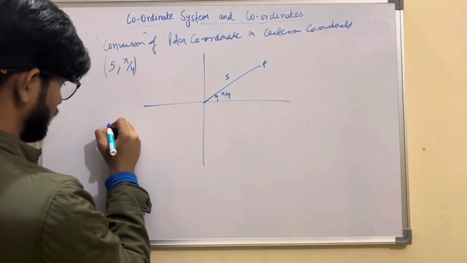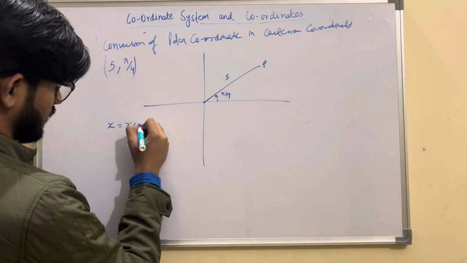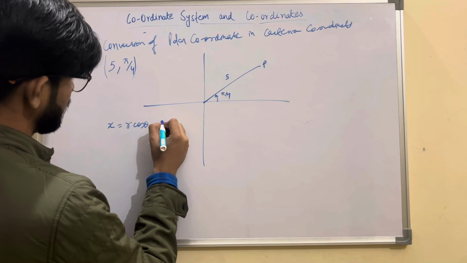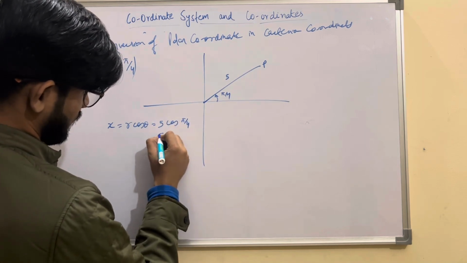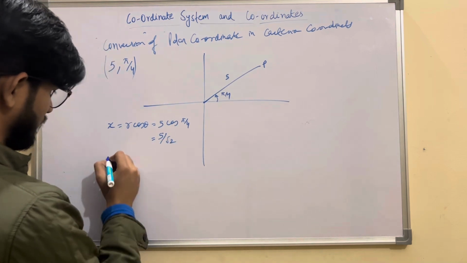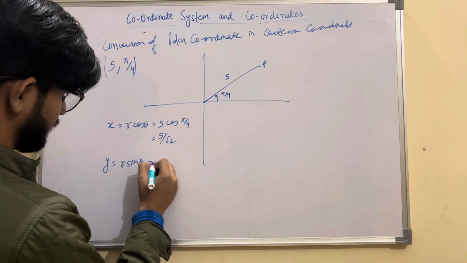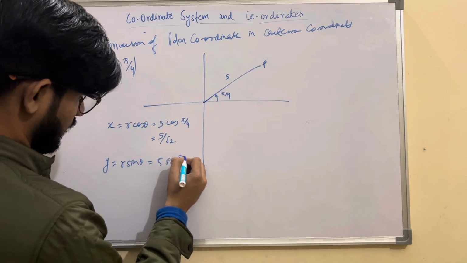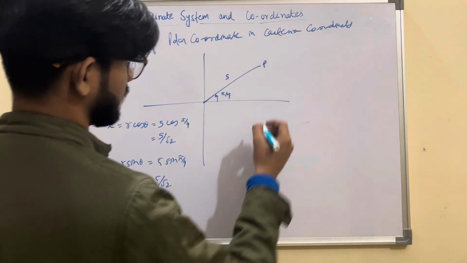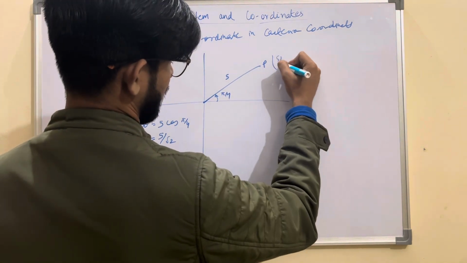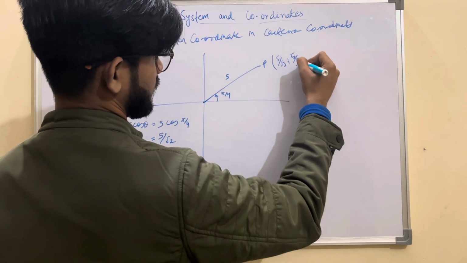We know the x coordinate is equal to r cos theta. R is 5, cos pi by 4 is 1 upon root 2, so 5 upon root 2. Similarly, y equals r sin theta, 5 sin pi by 4, which is also 5 upon root 2. The x coordinate is 5 by root 2. The y coordinate is also 5 by root 2.